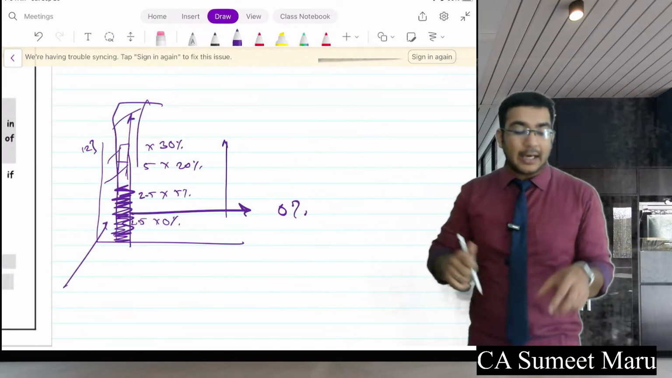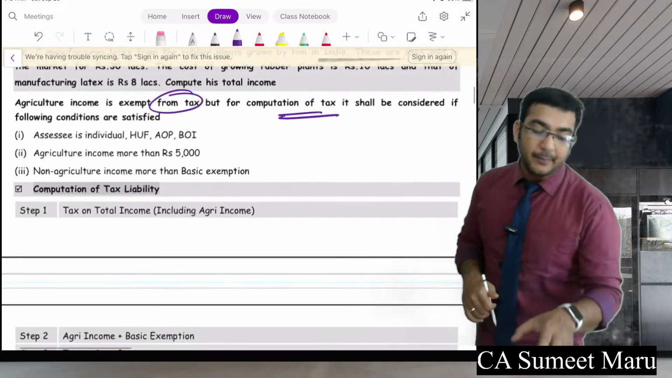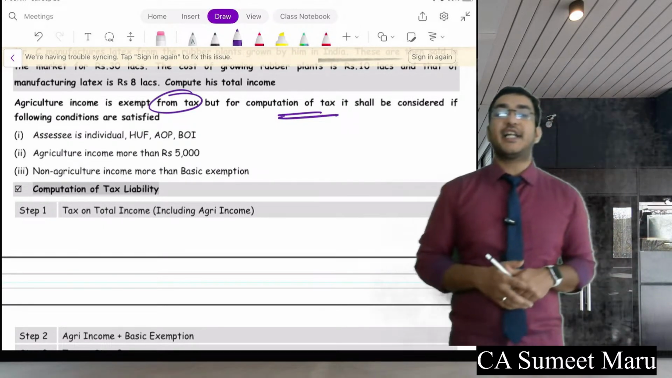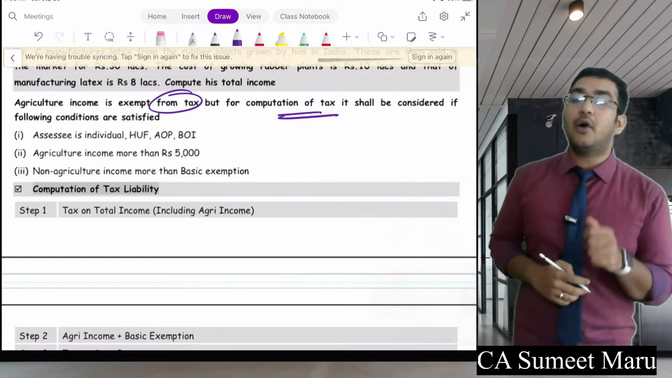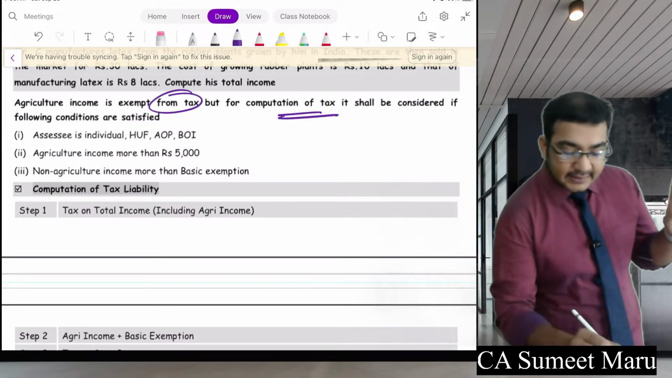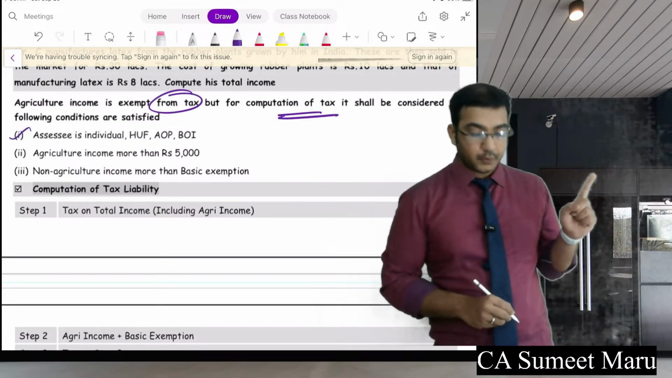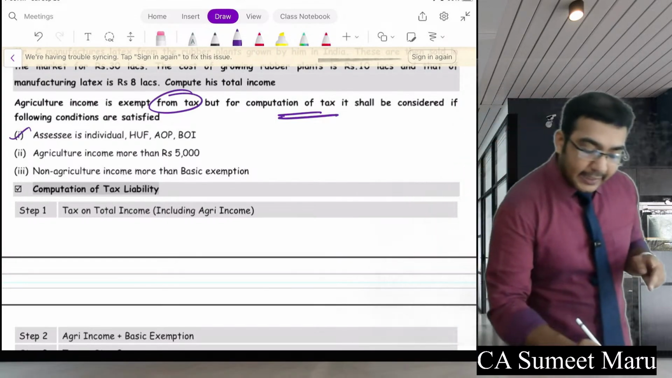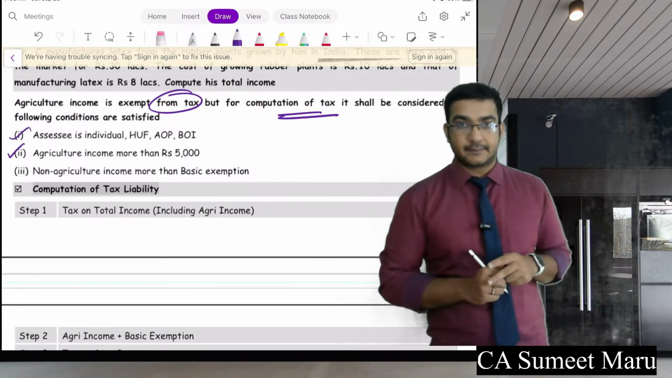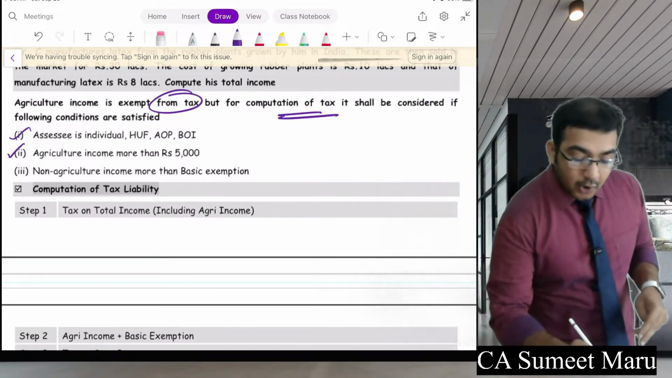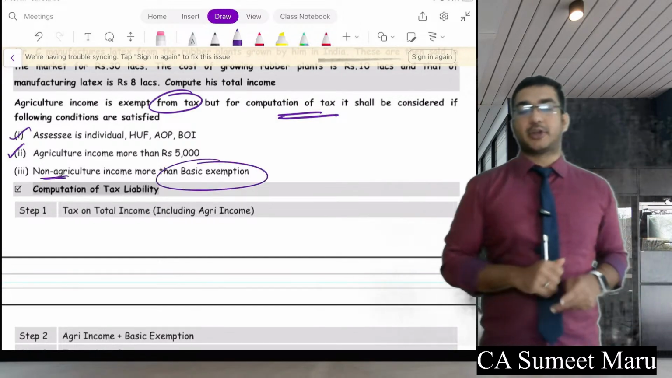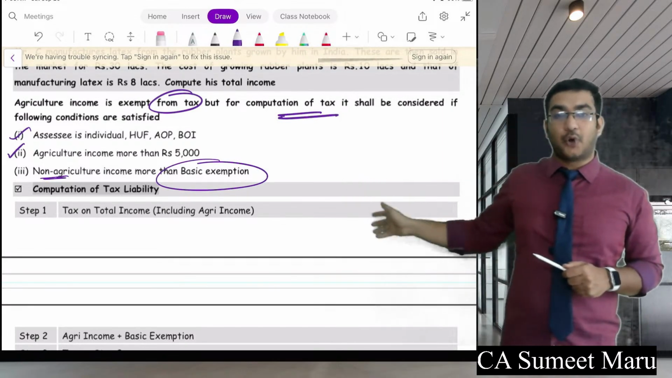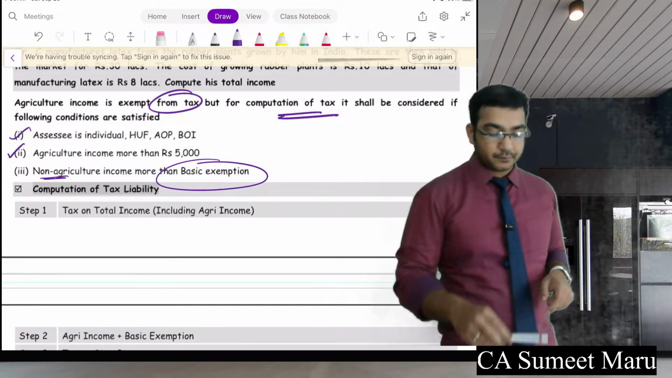I can't go into all the detail because we have less time here. So I'm just telling you mechanically the steps to solve the question when there is agriculture income in total income. See, first, the assessee is an AOP, BOI, HUF or individual, in short, one to whom slab rates are applicable. Further, the agriculture income is above 5,000 rupees, and third, the non-agriculture income is more than the basic exemption. If these three conditions are satisfied, you will do the taxation by following four different steps which I am going to teach you now.